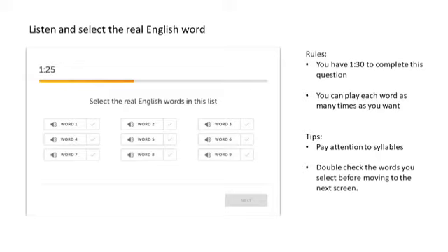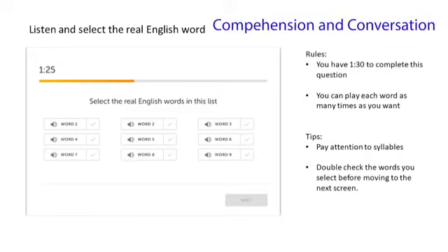The Listen and Select the Real English Words section tests your comprehension and conversation. For this question type, you have 1 minute and 30 seconds to complete the question. Now, you can play each word as many times as you want, but remember, you have to finish before the 1 minute and 30-second timer ends.